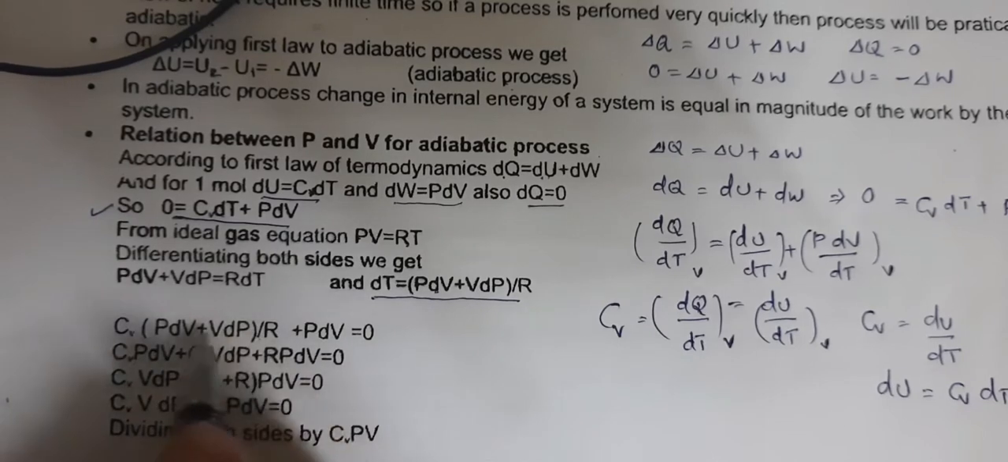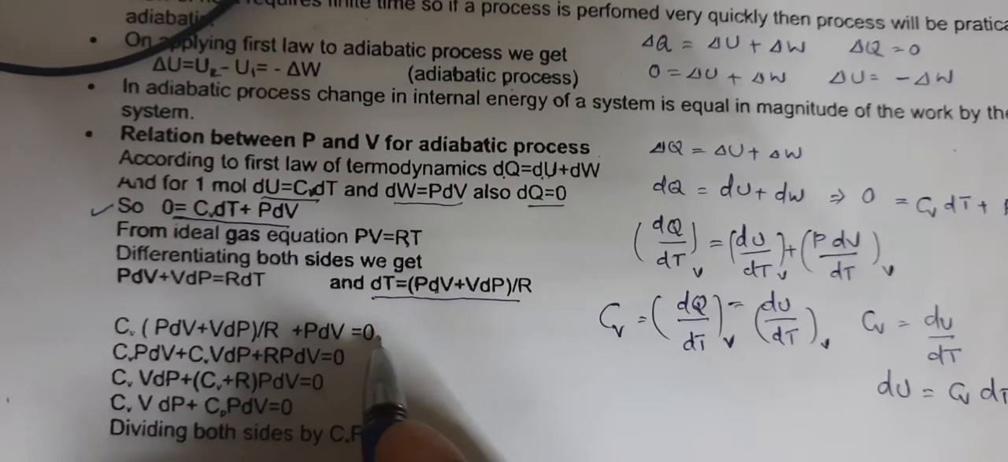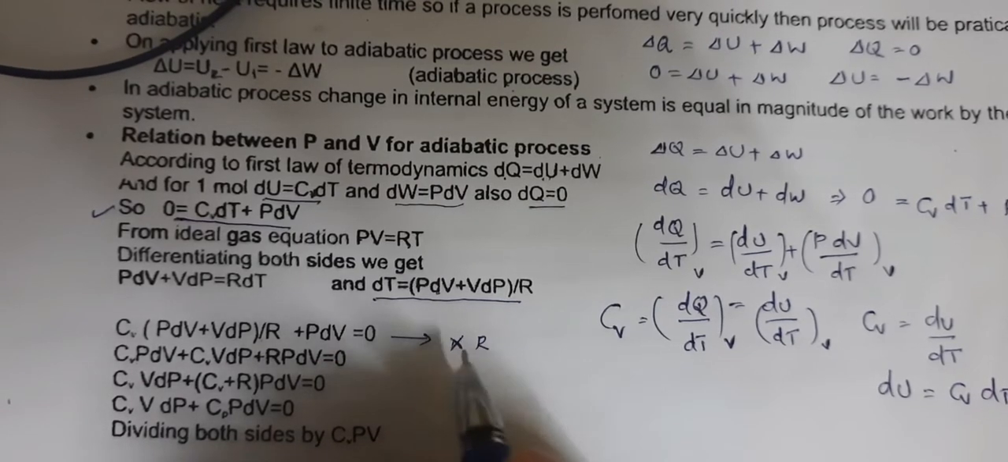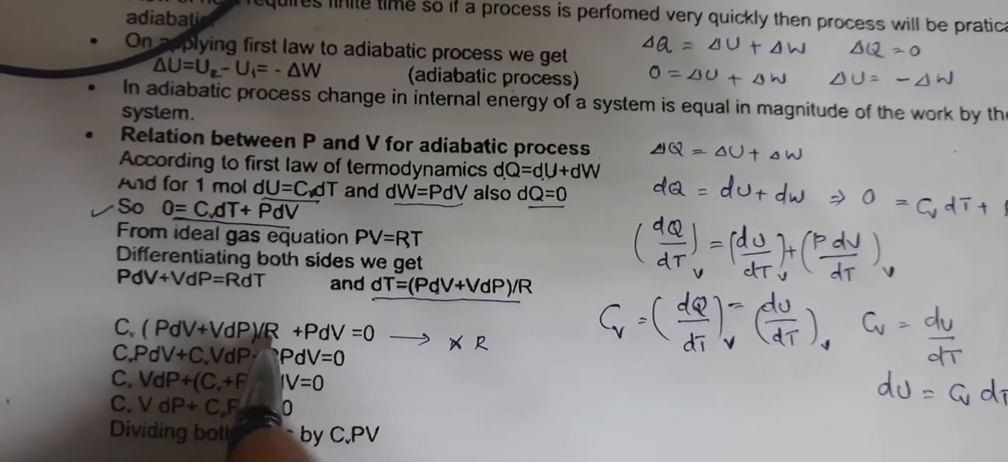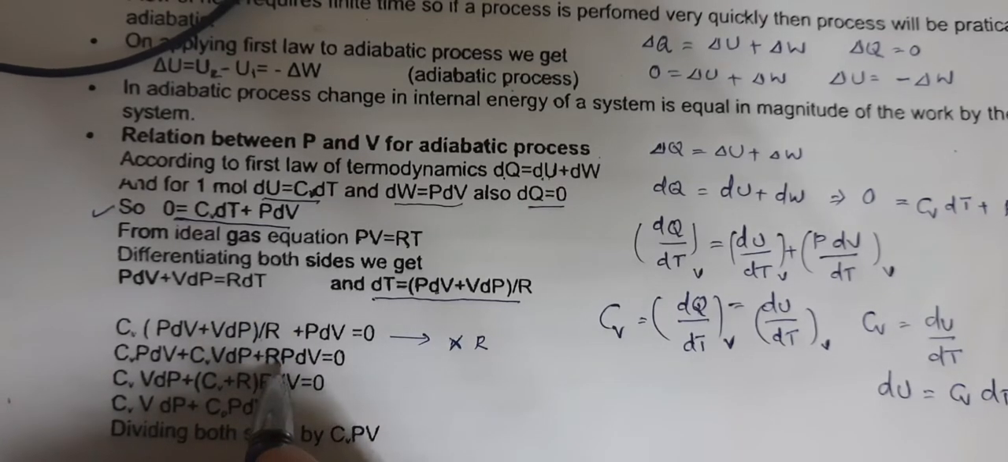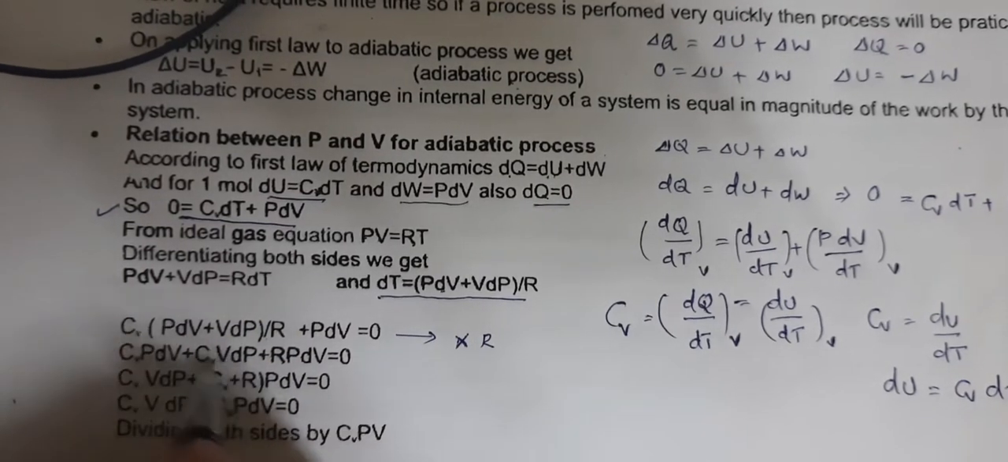First you multiply this equation completely with R. This equation fully you multiply with R. Just multiply, then this denominator R will cancel. Here one extra R will come. That R is here. Open this bracket: Cv P dV plus Cv V dP plus R P dV is equal to 0.